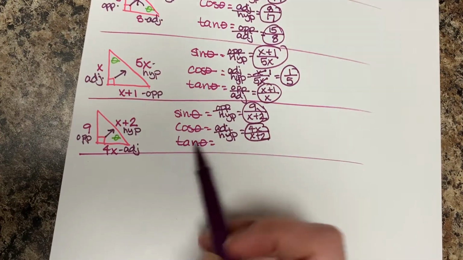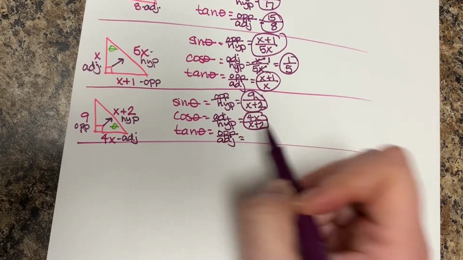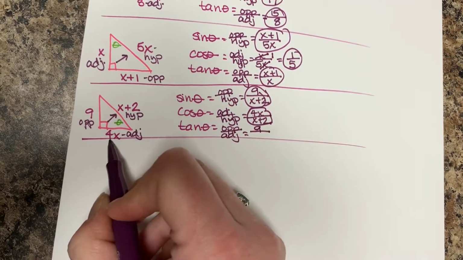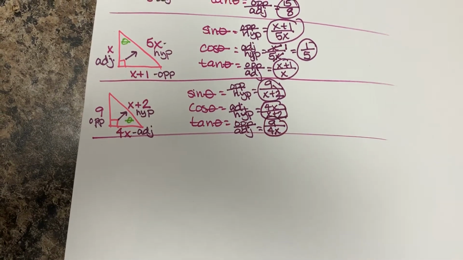Now let's look at tangent of theta. Tangent is opposite over adjacent. All right, so theta is here. Our opposite side is 9 over our adjacent side is 4x. No common factors, so that's as simplified as we can get.